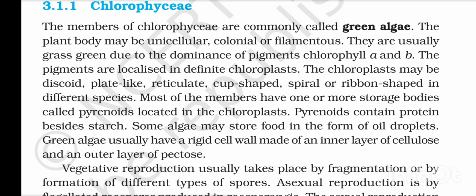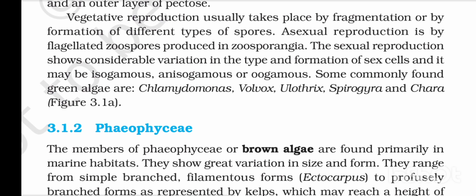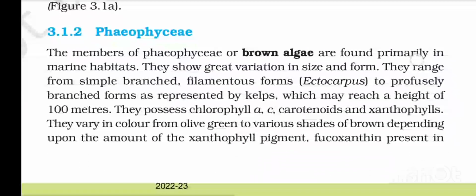Green algae usually have a rigid cell wall made up of an inner layer of cellulose and an outer layer of pectose. Vegetative reproduction usually takes place by fragmentation or by formation of different types of spores. Asexual reproduction is by flagellated zoospores produced in zoosporangia. Sexual reproduction shows considerable variation in the type and formation of sex cells, and it may be isogamous, anisogamous, or oogamous. Some commonly found green algae are Chlamydomonas, Volvox, Ulothrix, Spirogyra, and Chara.